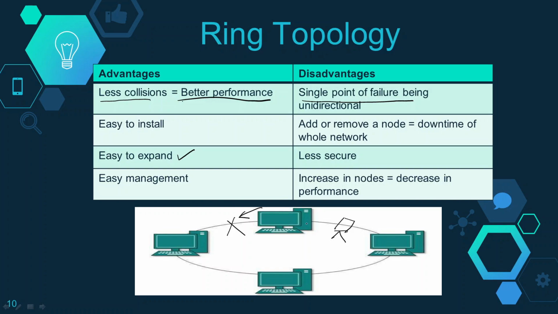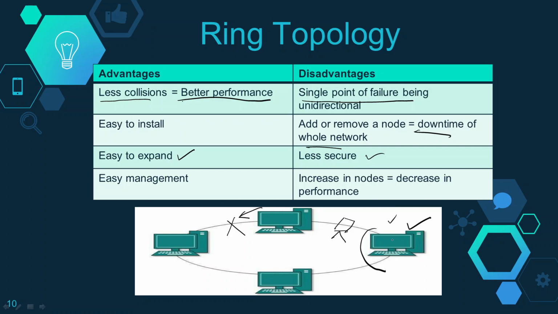Again, if we want to add or remove a node or a computer to this ring, then we need to take a downtime of the whole network. Let's suppose here if we want to remove this computer, so again this circle will be broken for a limited time and we have to take a downtime.